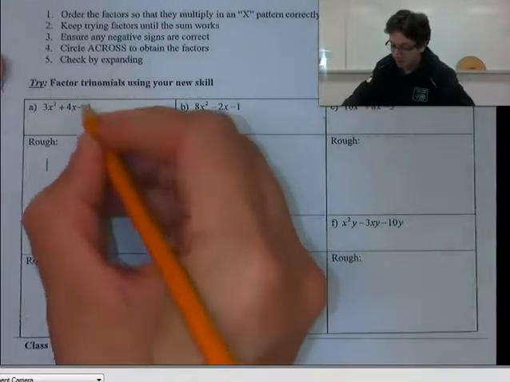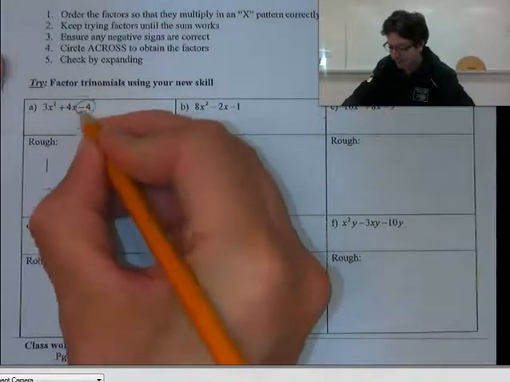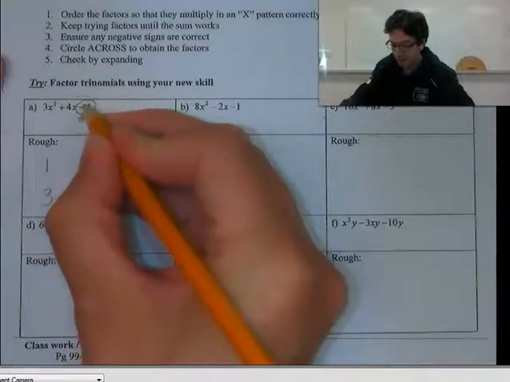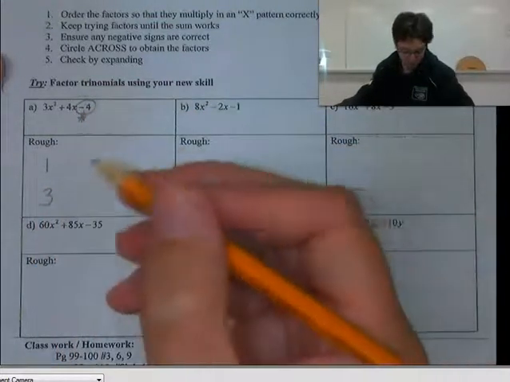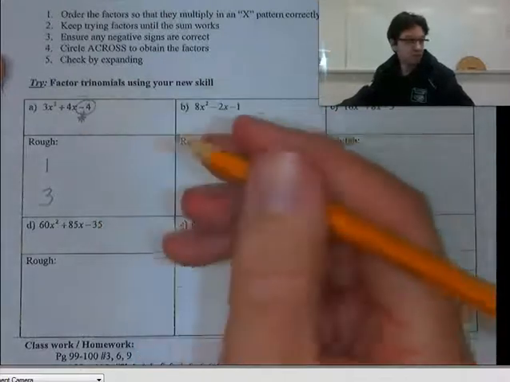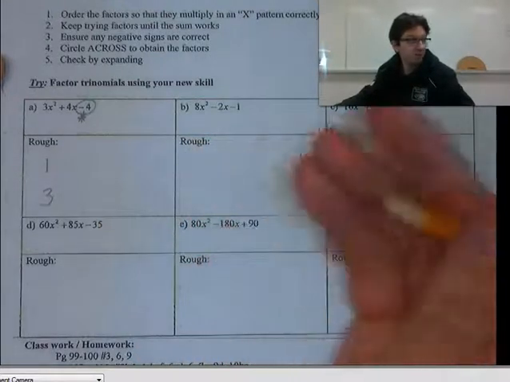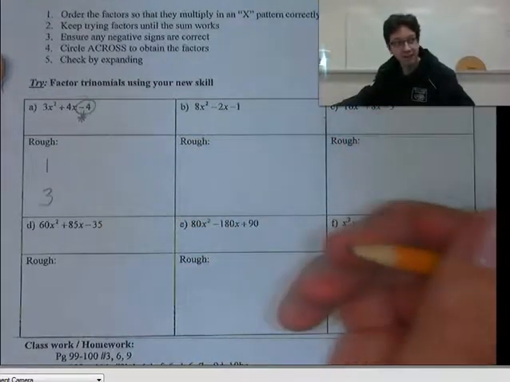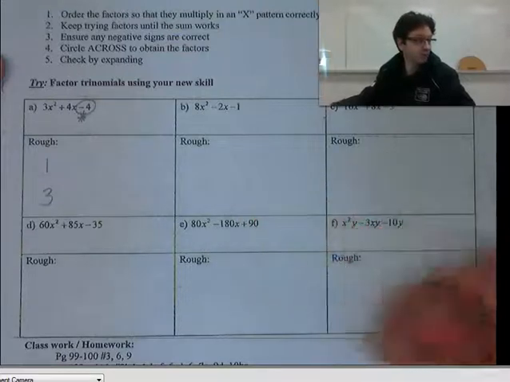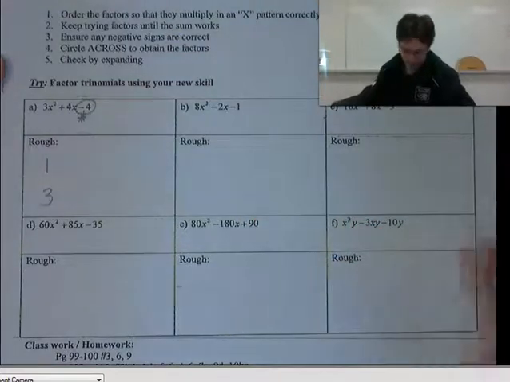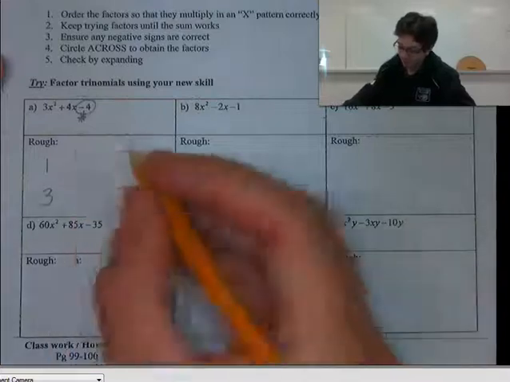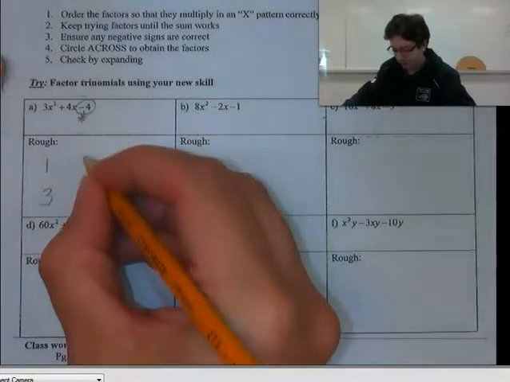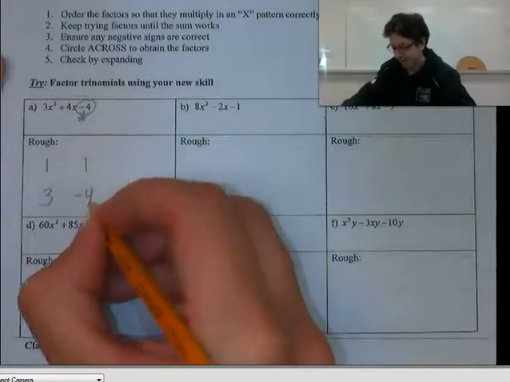This one has two options. It's a negative, so don't forget there's a negative there. So you need two numbers that multiply to give you negative 4. Well, you can choose 4 and negative 1, or you can choose 1 and negative 4, or 2 and negative 2. Okay, let me try 1 and negative 4. Doesn't matter.